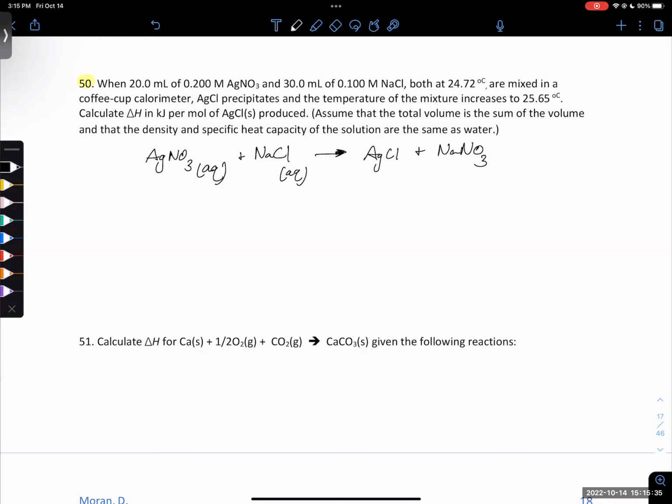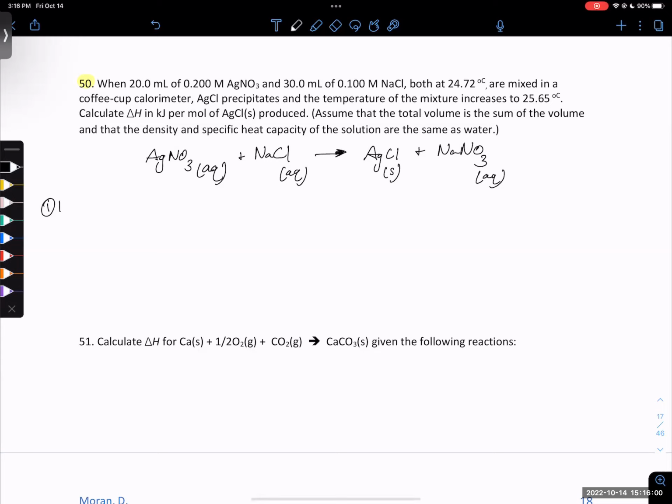Then what are your physical states? For AgCl, is it solid or aqueous? It is a solid, because silver is the exception to chlorine. What about sodium nitrate? Nitrates are always soluble, so that's aqueous. All right, so what would be the next step? Use the molarity to find the moles. Yeah, that's exactly it.